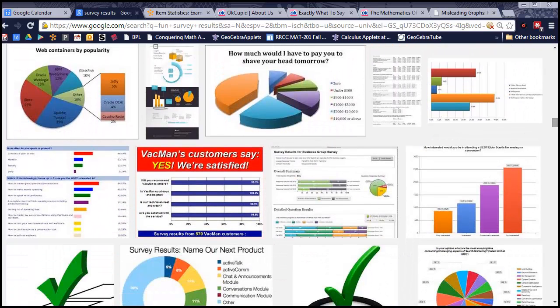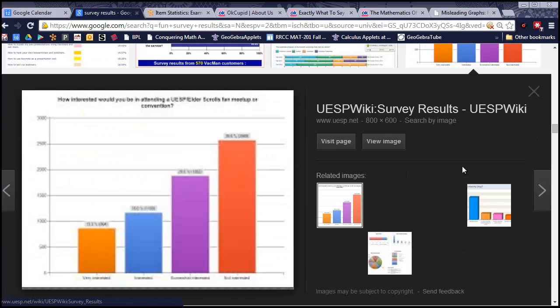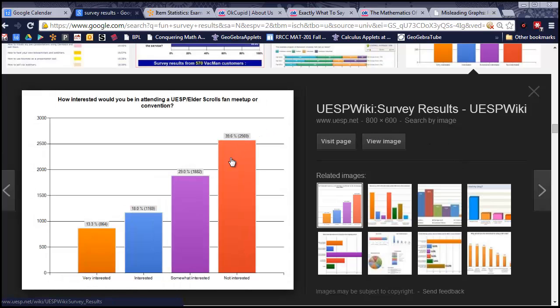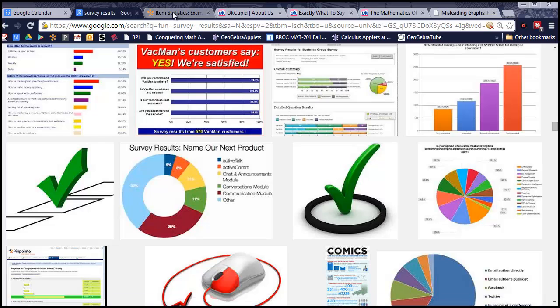You'll notice scrolling through here, there's a lot of pie charts, which are good things for relative frequency or percentages. There's a lot of bar graphs. This would be a bar graph here. Now notice this is a bar graph rather than a histogram because along the x-axis we don't have numbers. This is just categories of things. In this case they have very interested, interested, somewhat interested, not interested. The heights I believe are still frequencies, so this would be a frequency bar graph. So anyway, you might browse around and see what kind of pictures that you can find.